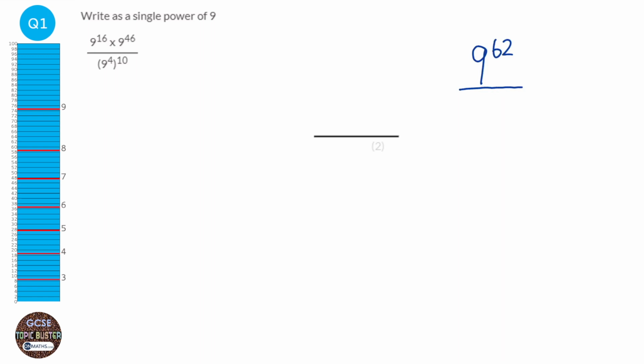And looking at the denominator, you've got a power inside and outside the bracket. Whenever you have that, you can just multiply them. So it'd be 9 to the power of 40. Now, whenever you've got a division between two powers of the same base, which we have here, it's 9 to the power of 62 divided by 9 to the power of 40. We just take away the indices. So it'd be 62 take away 40, which will be 9 to the power of 22. So our answer is 9 to the power of 22.